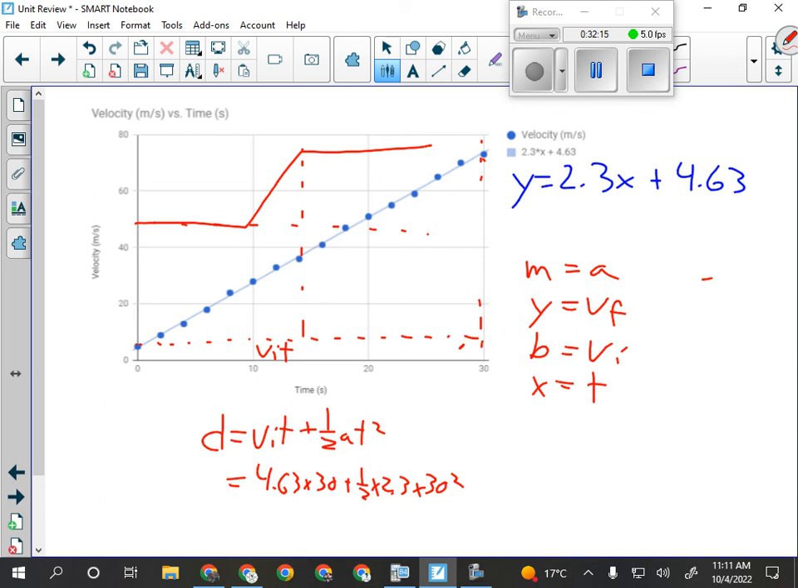When I'm calculating those areas, I'm taking average velocity and multiplying by time to get displacement. Okay? That still works. It's perfectly valid to do that in any way necessary from the graph. Okay, what else?